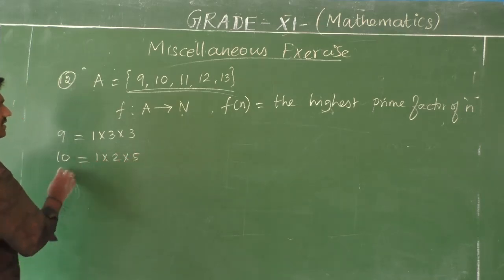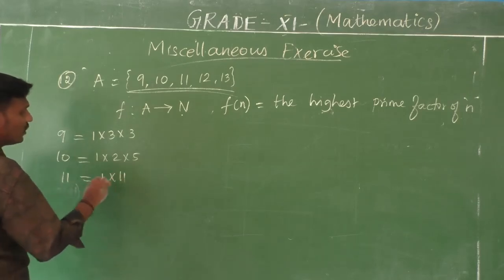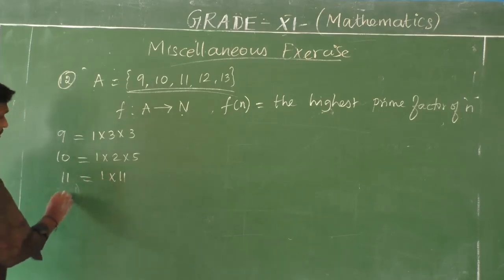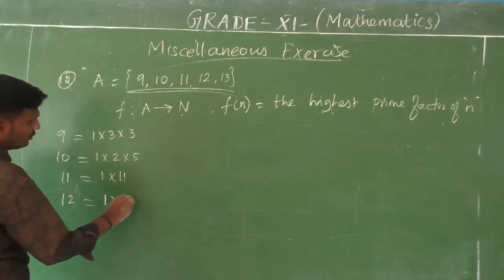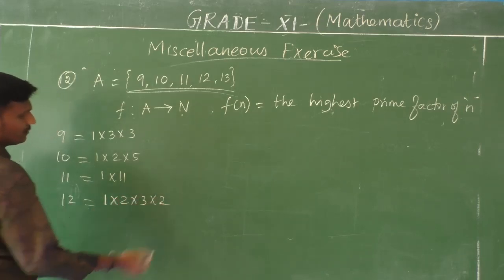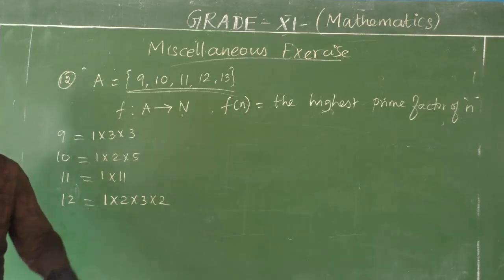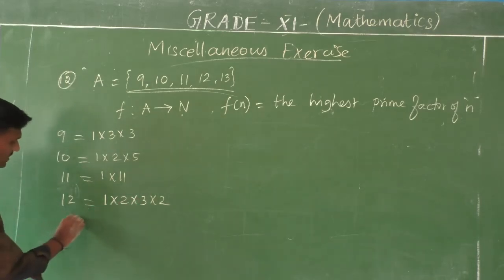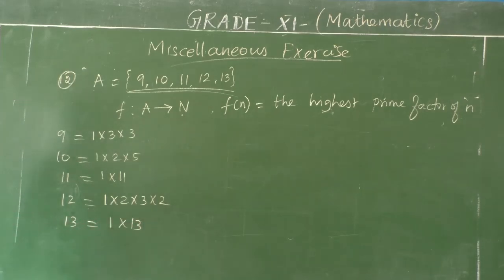1 into 2 into 5. Then 11. 11 is already a prime number, so we have divisors 1 and 11 only. Then 12. So 12 equals 1 into 2 into 3. 1 two is 2, 2 threes are 6, 6 twos are 12, like that. The last number is 13. 13 is also a prime number, with divisors 1 and 13.